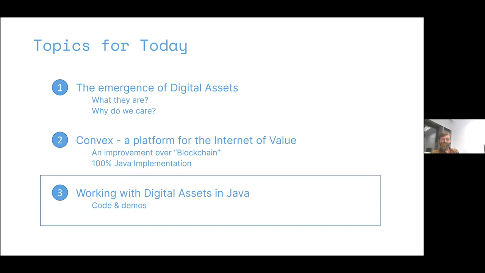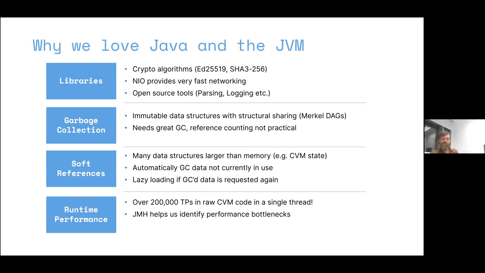So I'll go into a bit more of the Java side, which is ultimately really important. And we really do love Java and the JVM at the Convex Foundation. A few reasons that I think are particularly important. One, we get all these great libraries. So the crypto algorithms, really state-of-the-art crypto algorithms available in Java, which are in no danger of being hacked anytime soon, probably not for a few hundred years. We get things like NIO, which gives us amazing networking performance, all the open source tools, stuff like parsing. So just a great ecosystem of capabilities to build Convex. Garbage collection is super important.